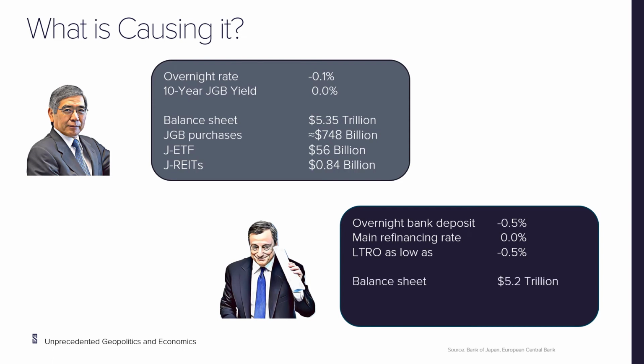Now, their balance sheet stands at $5.2 trillion, but they haven't been expanding it this year. They stopped purchases effective January 2019. But just this past Thursday, they said they're going to start it up again effective November 2019. 20 billion euro a month, which equates to roughly 22 billion US dollars, with no end in sight.